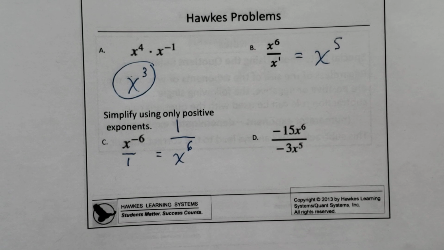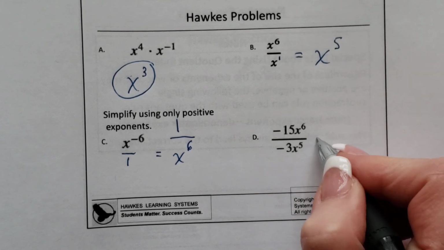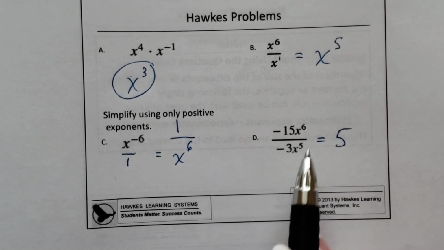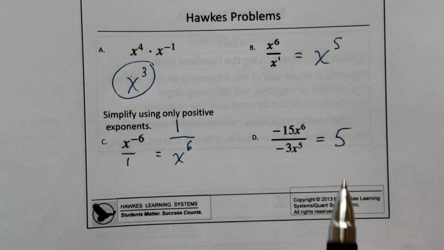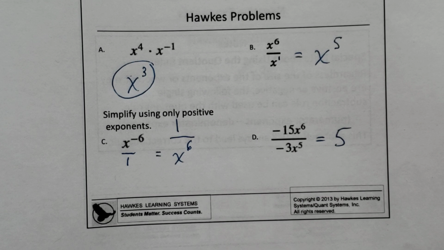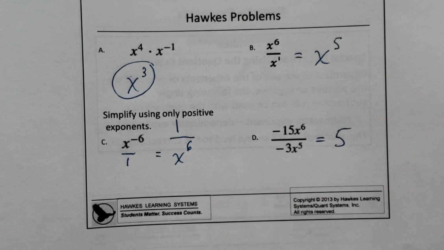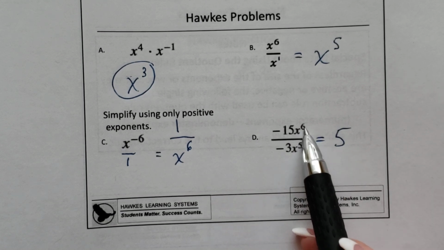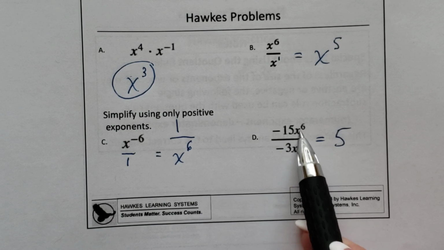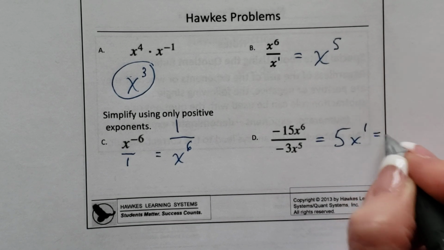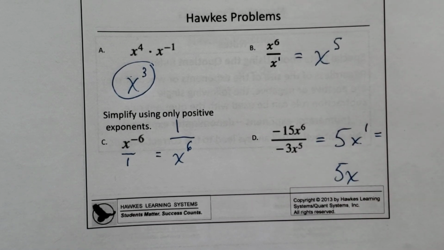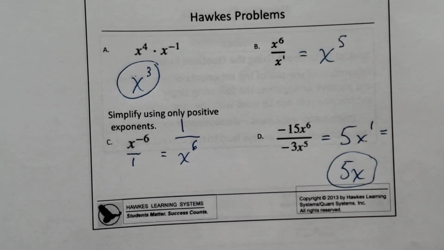Letter D, I'm going to divide my coefficients. So negative 15 divided by negative 3 is positive 5. I have 6 x's on the top, 5 x's on the bottom. I would cancel out pairs, and I would have 1 x left on the top. Or in other words, if I subtract, 6 minus 5 is positive 1. So I would have 1 x on the top, and x to the first is just x. So that's my answer simplified.